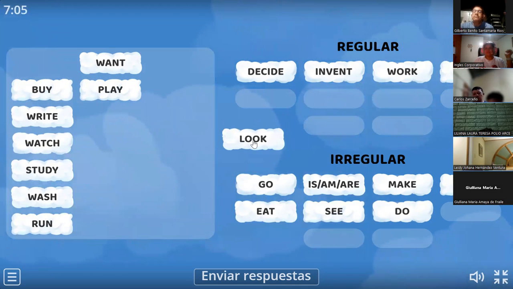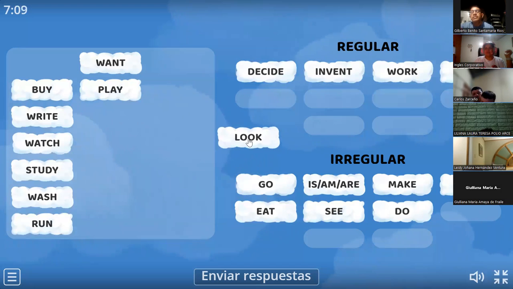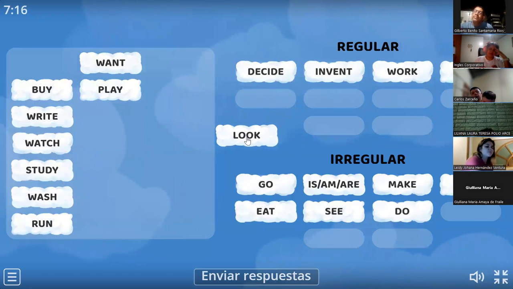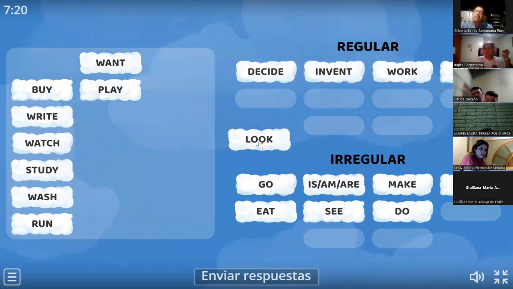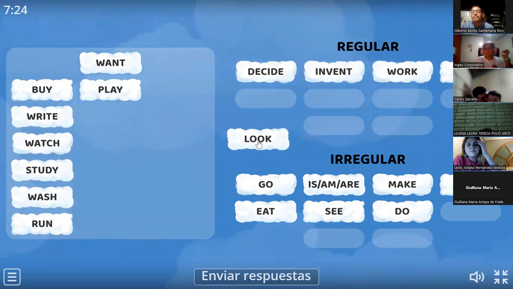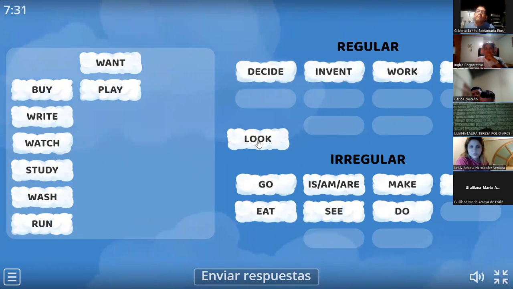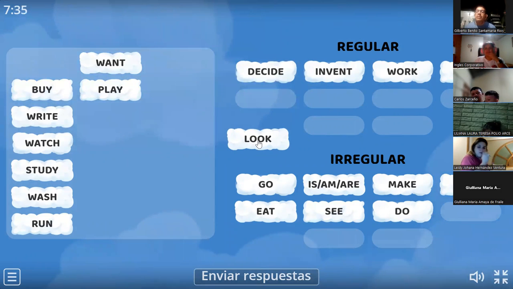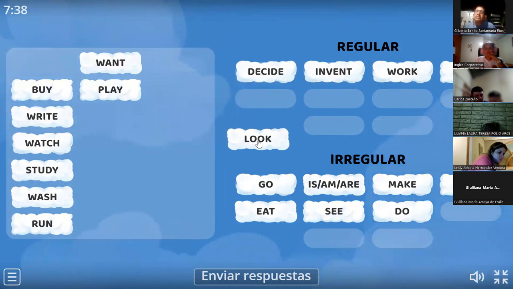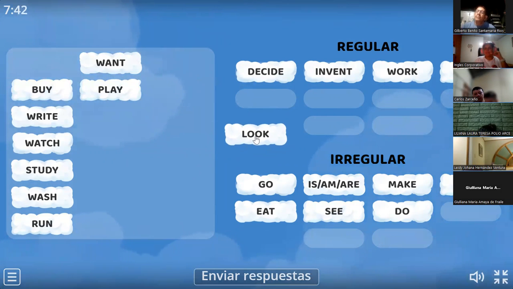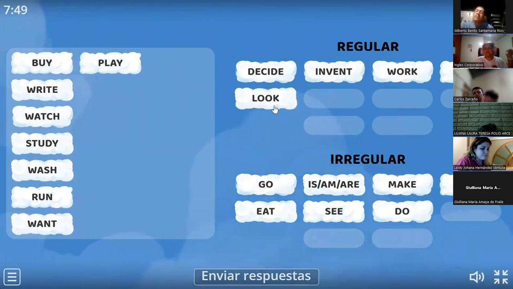Okay, Gilberto, what is the past tense of look? Look. Is that regular or irregular? Gilberto? Do you remember? Está en mute. Okay, someone that can help him? It's regular. Look, regular. And the past tense is? Looked, with T at the end. Okay, good. Thank you so much.